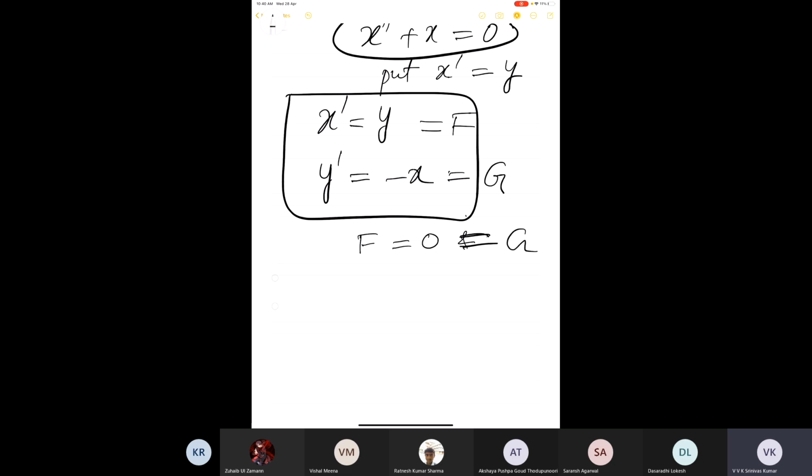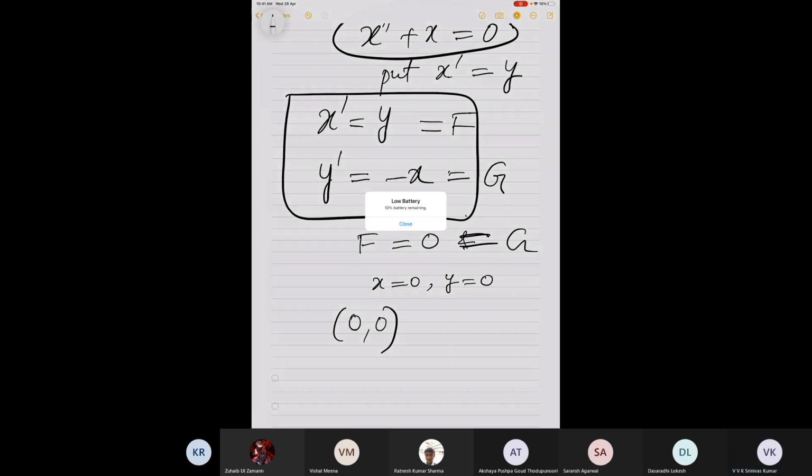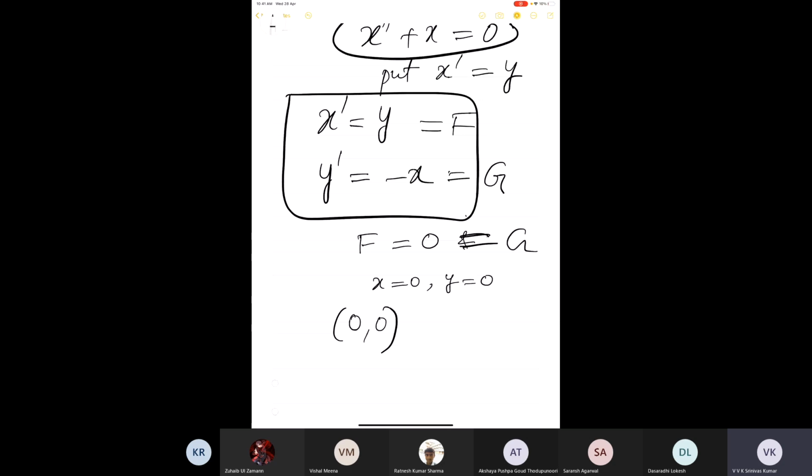What is the critical point here? That means points where f and g are both 0. That is, x is equal to 0 and y is equal to 0. That is the origin. The origin is the critical point.